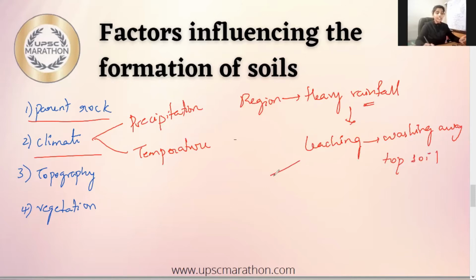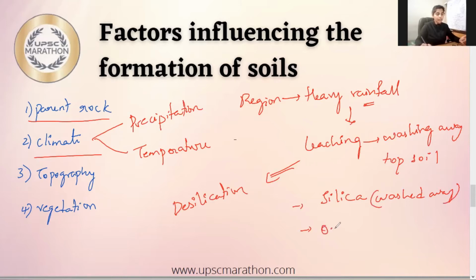Fine. So this process is also known as desilication, wherein the silica content of the topsoil is washed away, leaving behind the components or the oxides of aluminium and iron. Fine. So this happens in the regions which experience heavy rainfall. So these are the properties of the soil, laterite soil.